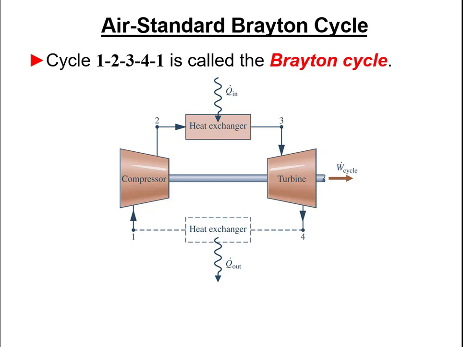Today, we're going to be looking at air standard Brayton cycles. Brayton cycles are an important power generation cycle in the US because they're used in natural gas power plants and in jet engines. First, we're going to talk a little bit more about the power plant version, but later on in the course, we'll look at how Brayton jet engines work as well.